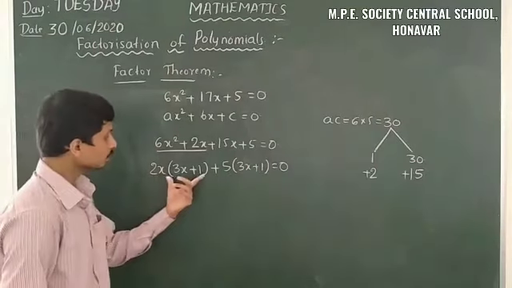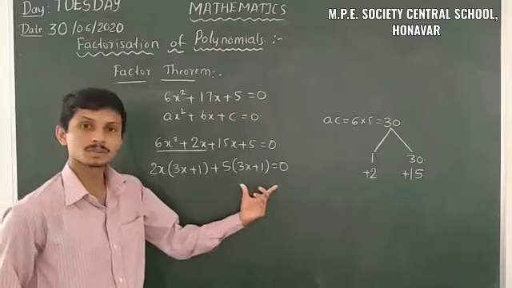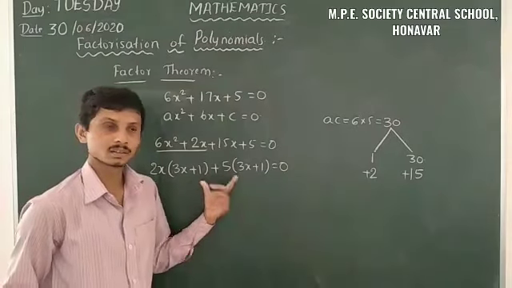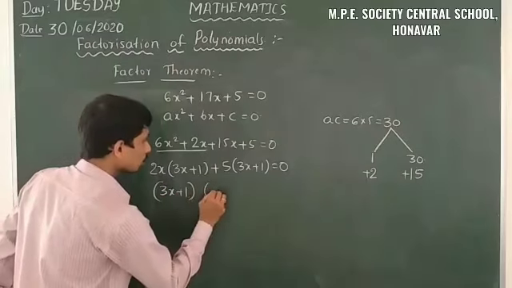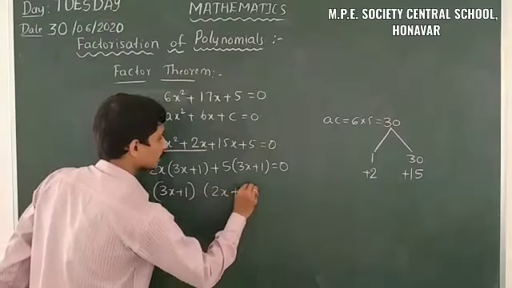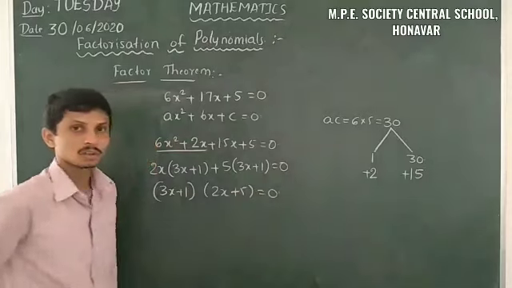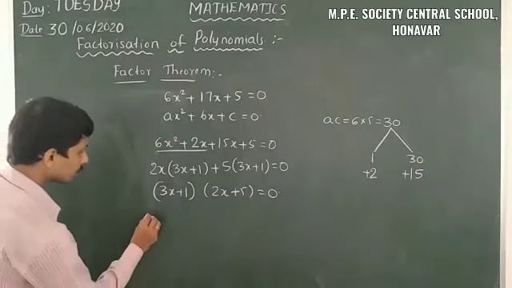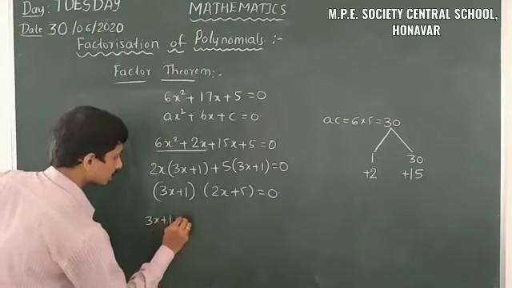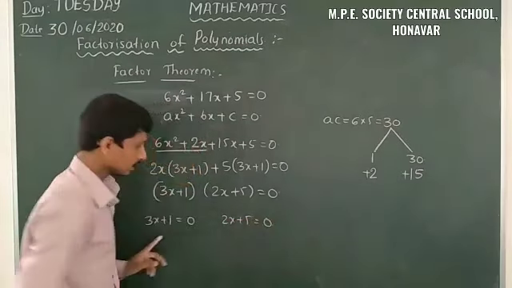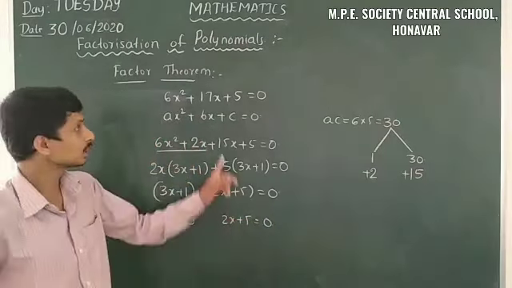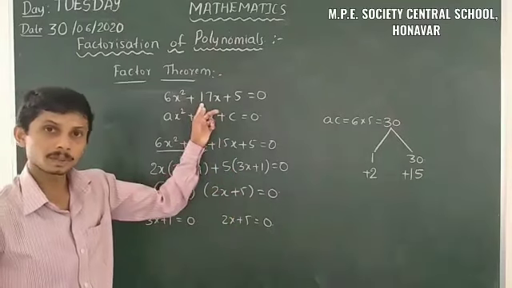Then we have to take out 3x plus 1 from both these. So 3x plus 1 into 2x plus 5 remains, is equal to 0. So likewise 3x plus 1 is equal to 0 and 2x plus 5 is equal to 0. These two are the solutions of the given polynomial p of x.